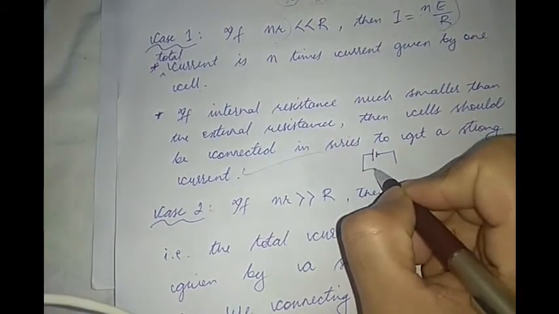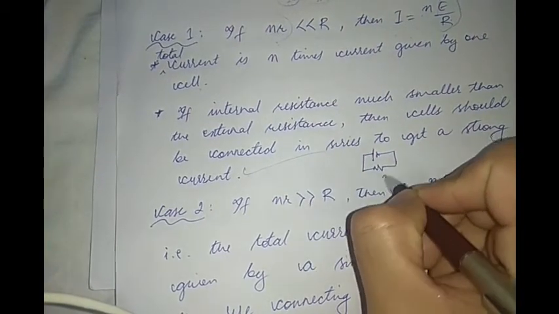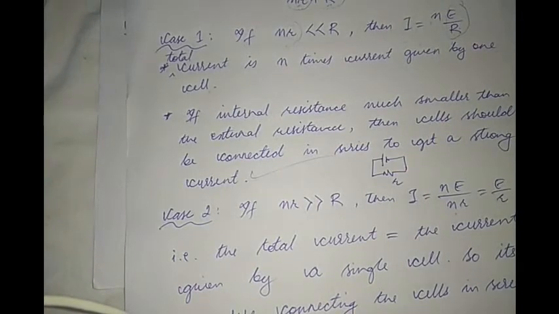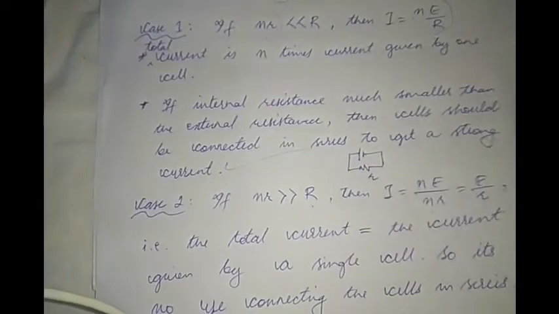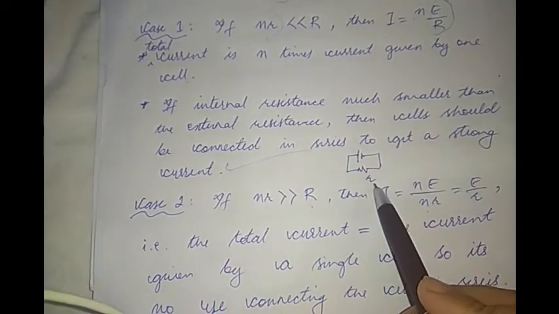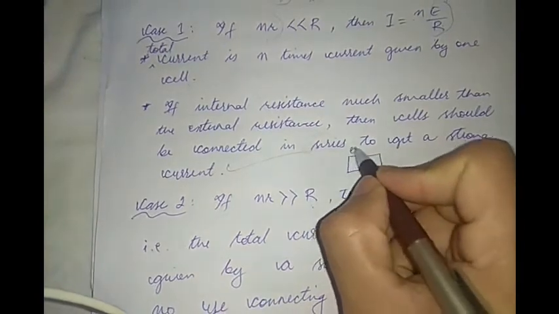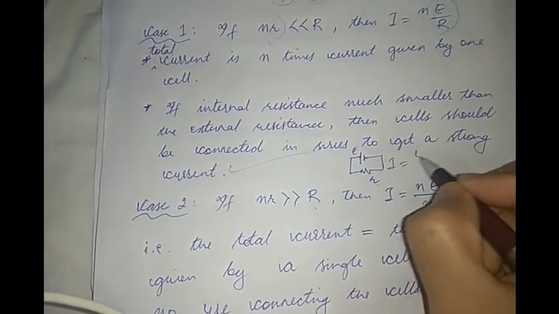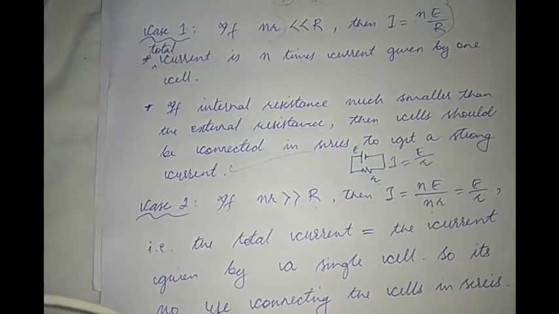So the total resistance in the circuit is small r, because we are neglecting capital R. Okay, in this expression, we are neglecting capital R. So in the whole circuit, the total resistance is r and the EMF is E, of course. So what is the current given by the cell? The current given by the cell is E by r.